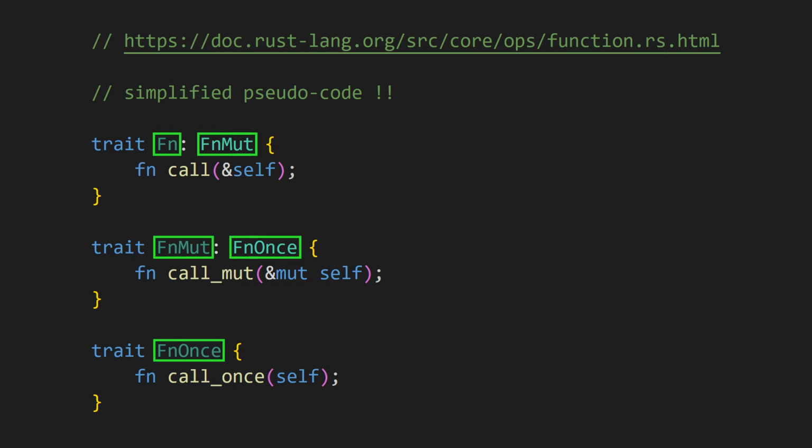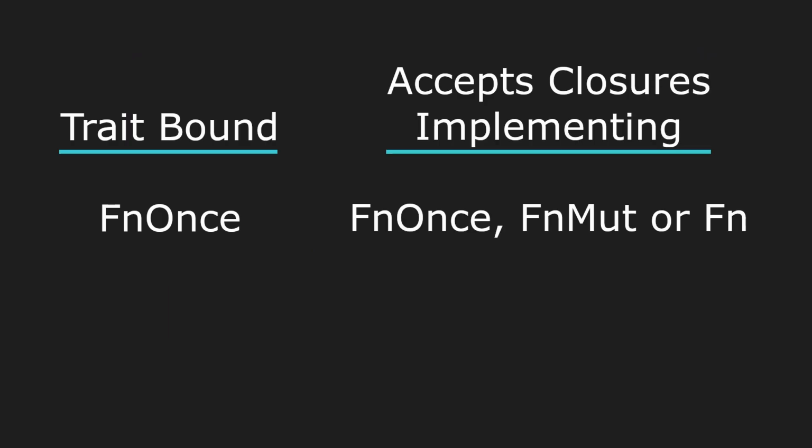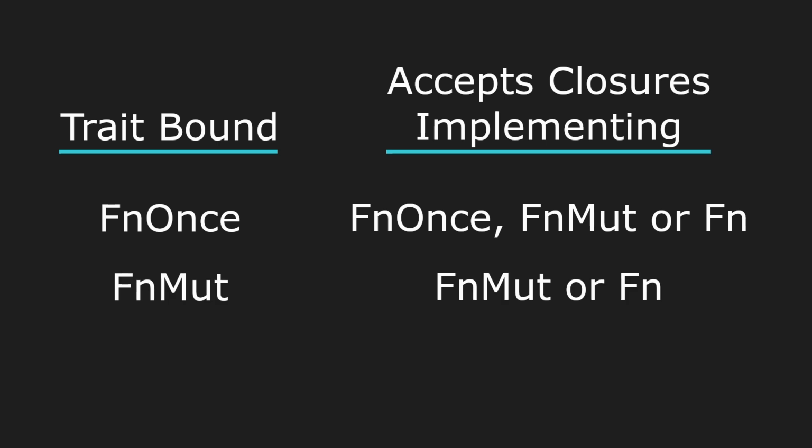The result of this hierarchy of trait implementations is that an FnOnce trait bound accepts closures that implement FnOnce, FnMut or Fn. An FnMut trait bound accepts closures that implement FnMut or Fn. And an Fn trait bound only accepts closures that implement Fn.